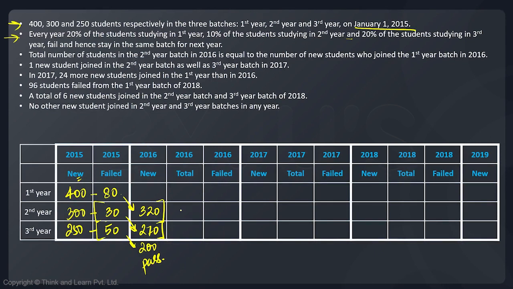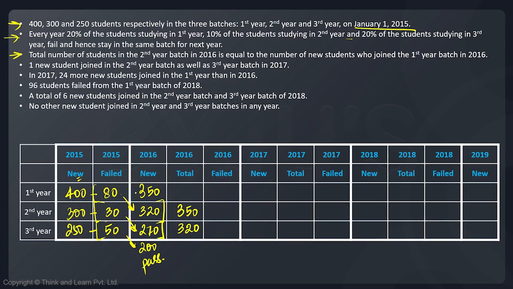So 30 plus 320 is going to be 350 total students. 50 plus 270 is going to be 320 total students, right? The next bullet point says the total number of students in the second year batch in 2016, which is 350, is equal to the number of new students who joined the first year batch in 2016. So in 2016, the total students who have joined is 350.